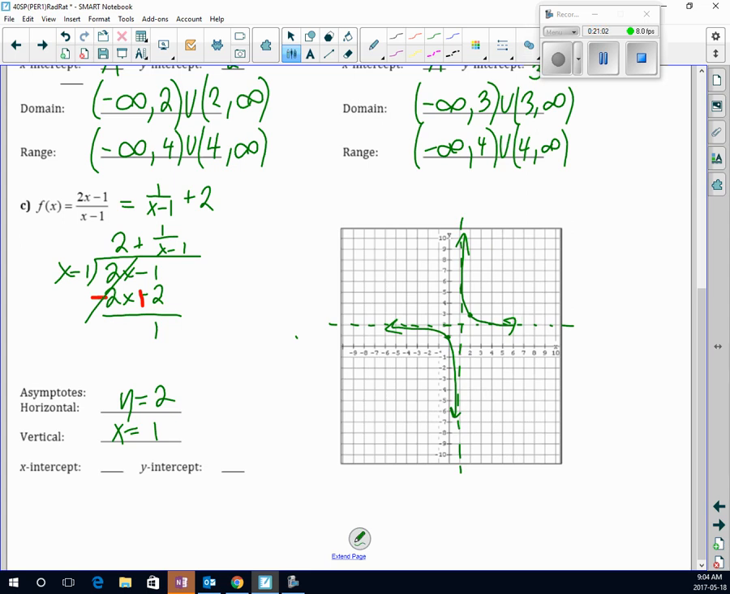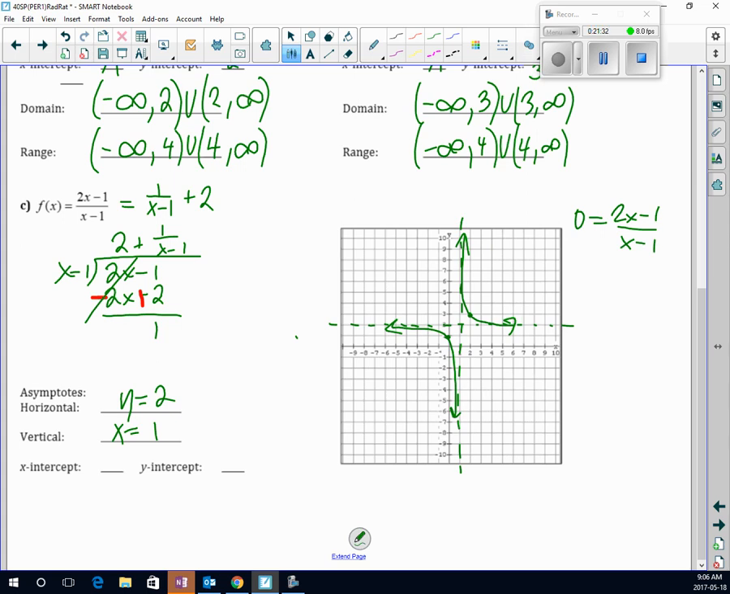What's my x-intercept? Oh, it's about point something. So if I want to find my x-intercept, it's up to you if you want to use the divided form or the original form. Which one do you want to use, the original or the divided? Okay, what's my x-intercept? 0 equals 2x minus 1 over x minus 1.